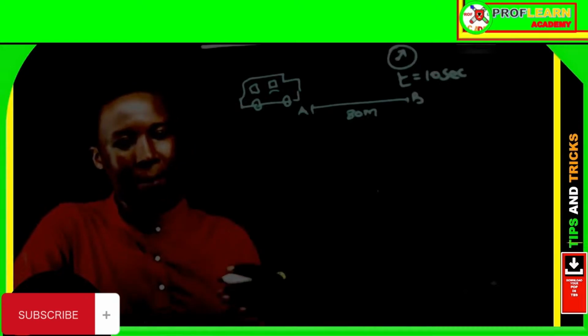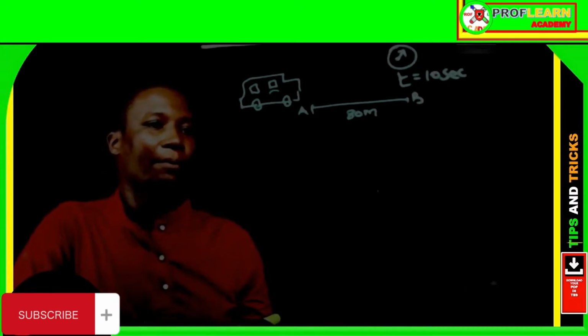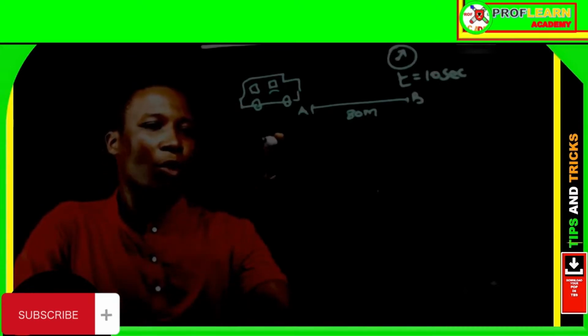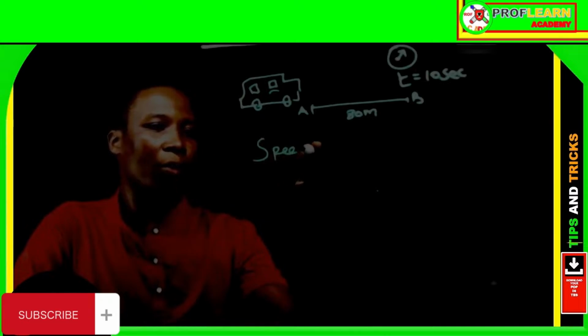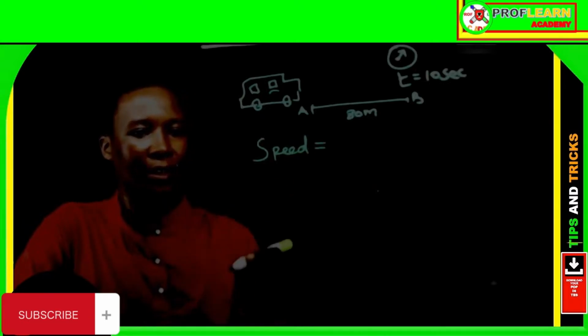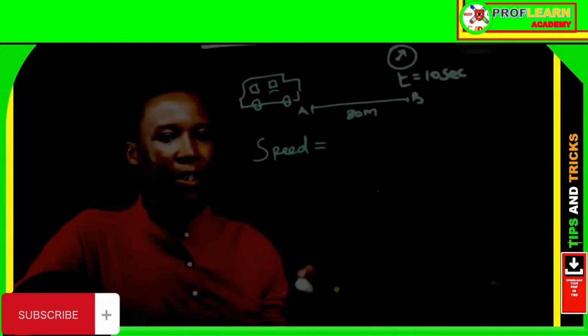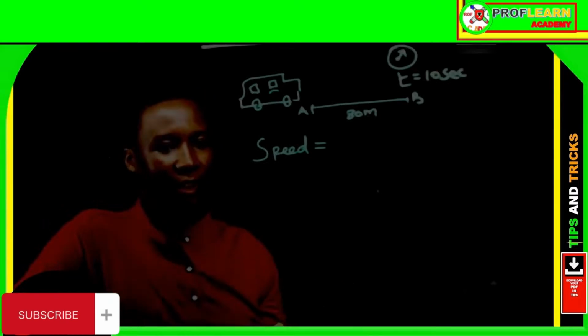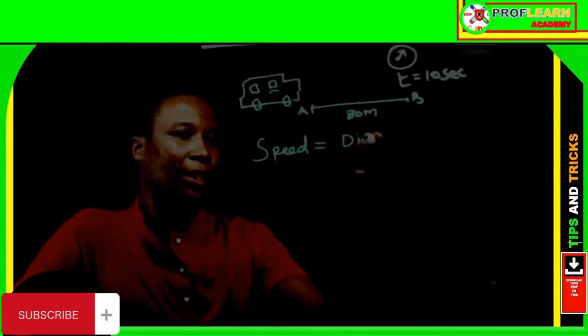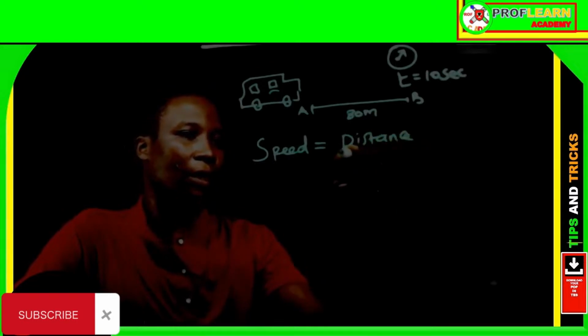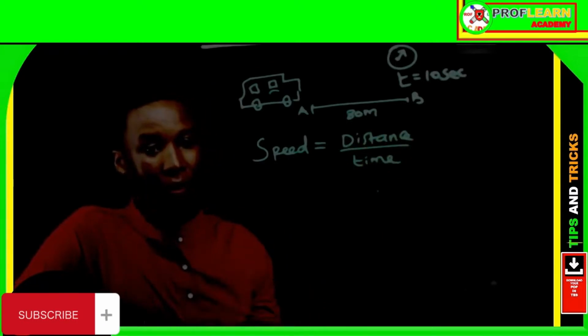So what am I trying to say here? I'm trying to say that you're going to look at how fast objects are moving. You're going to define speed. Now, speed can be defined as the rate of change of distance. So we can now use the formula distance over time in order to get this particular speed.